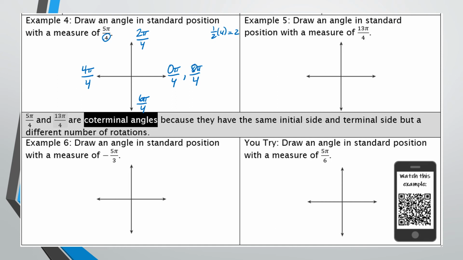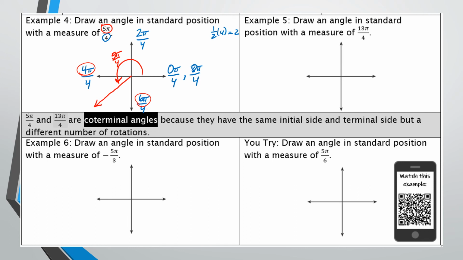All right, now what I'm doing is I'm looking at my numerator, which is 5 pi, and I look at all the numerators that I just labeled, and I figure out where 5 fits. Well, 5 fits in between 4 and 6, and it's exactly in between them because it's 1 away from each. So that means my angle is going to be exactly in the middle of quadrant 3, and because it's a positive angle, I'm going to be going counterclockwise. So I draw my angle, and I label it, and that's it. We're done. Let's take a look at example 5.